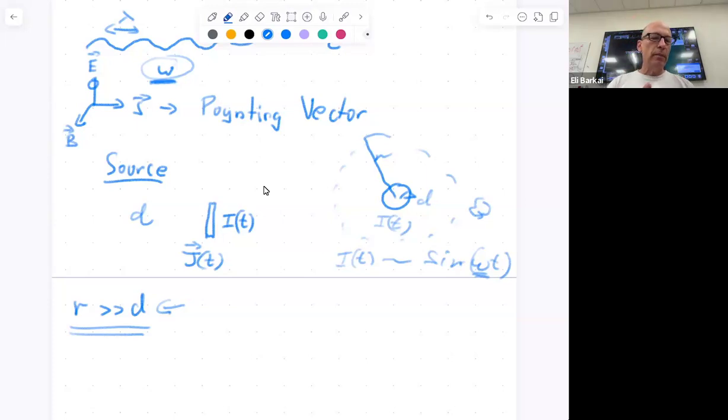But radiation is, again, much more general. You don't necessarily need a sine or something oscillating in time.